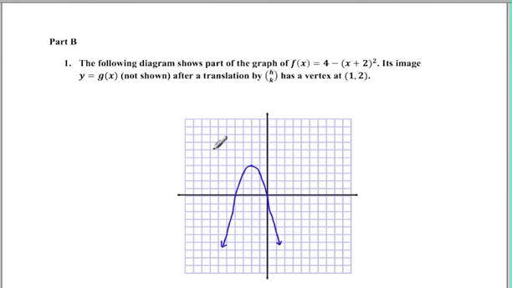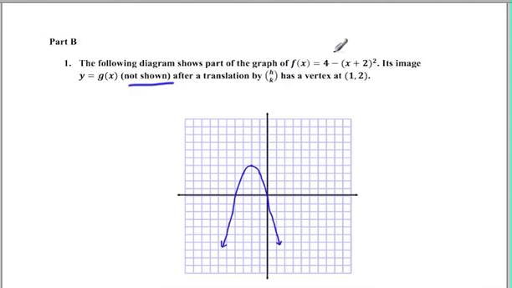Okay, so let's do this one. Now we're in part B. The following diagram shows part of this graph. Its image, y equals g of x, is not shown, and after translation by h, k, which we're not told what h and k are, has a vertex of 1, 2.